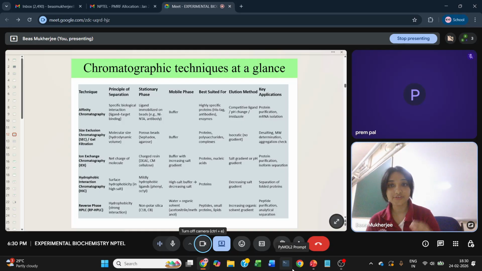So the stationary phase is often the ligand immobilized on the bead. For example, Ni-NTA, and then there can be some kind of antibody with which our protein interacts, and the protein here is the antigen, right? Then the mobile phase is the buffer, a specific buffer, and it is best suited for highly specific proteins, his tag proteins, antibodies, enzymes, etc. Elution method is of two different types. One is biospecific elution, otherwise high salt elution.